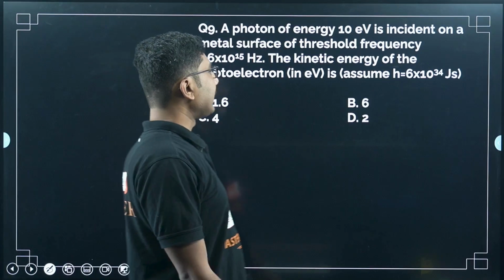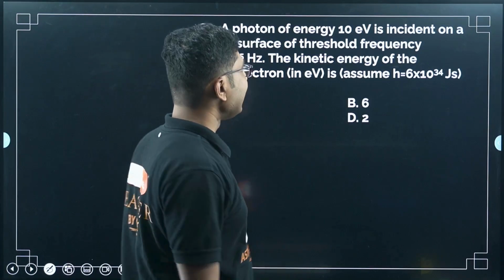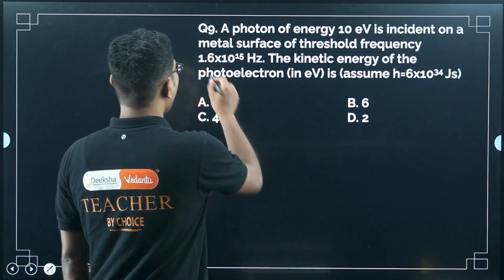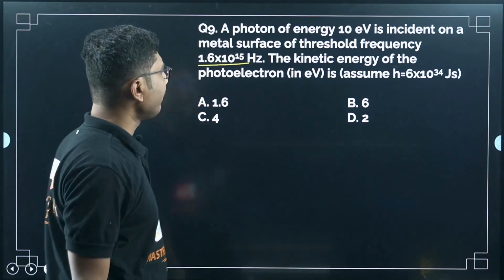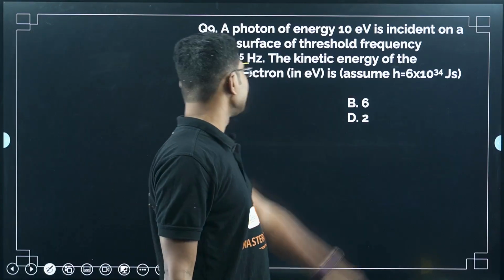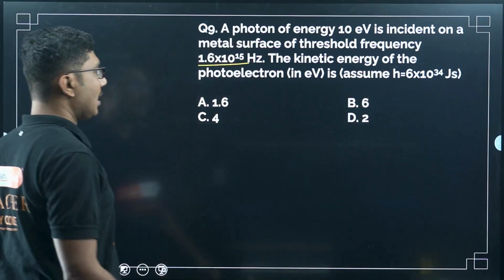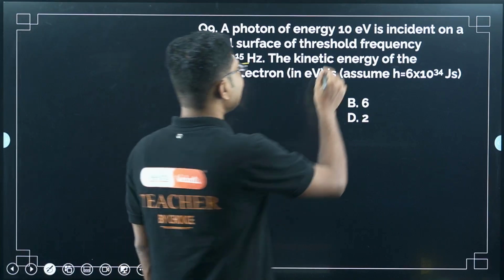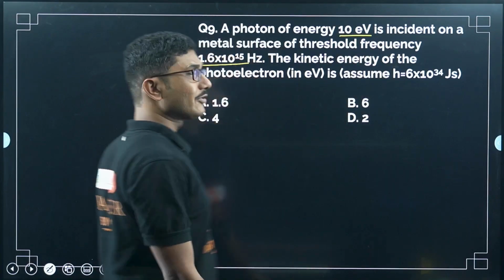A photon of energy 10 electron volt is incident on a metal surface of threshold frequency 1.6 times 10 to the power of 15 Hz. And they have asked you to find the kinetic energy of the photoelectron in eV. So first of all, what is the energy? Incident energy is 10 electron volts.